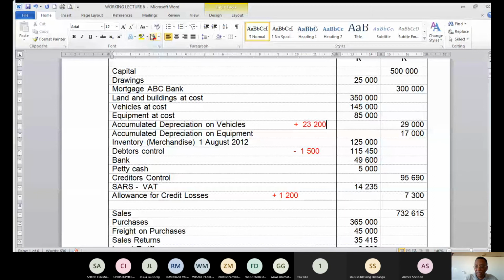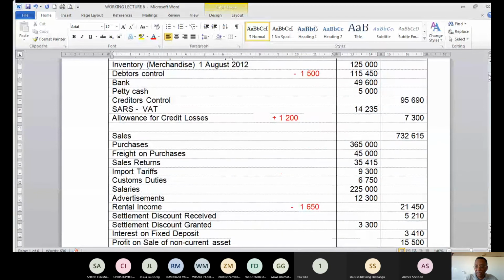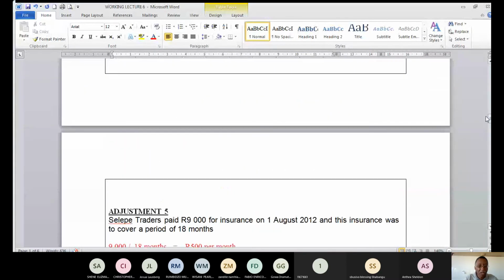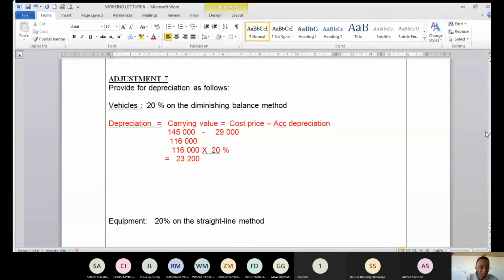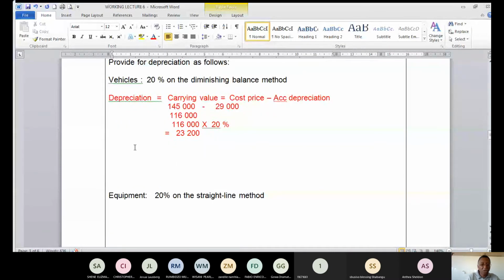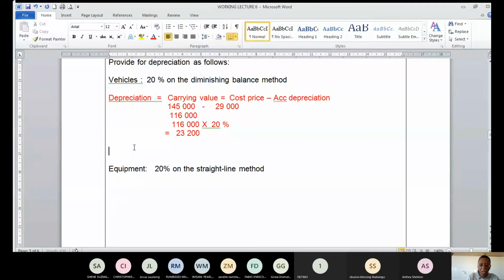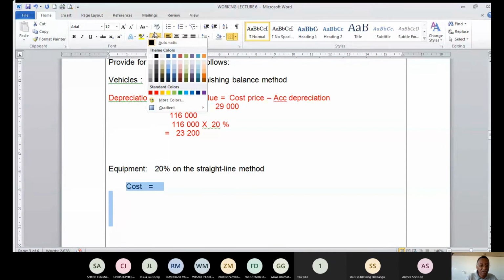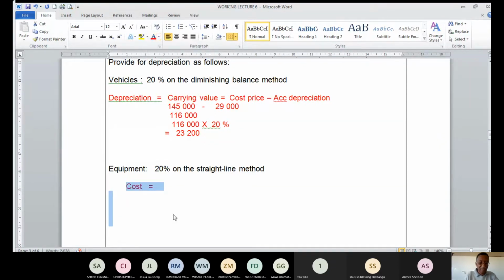In our next adjustment now, we are still busy with the depreciation. We must now calculate the depreciation on equipment, and the depreciation on equipment is 20% per annum on the straight line method. Straight line method means the cost price. Go to equipment. In your trial balance, the cost price of equipment is given to you as 85,000 Rand.